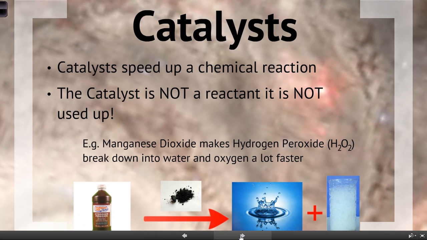Now, the last one, catalysts. Catalysts speed up a chemical reaction. So the catalyst is not a reactant, and it is not used up. So catalysts help a reaction to occur, but they're not actually used up. You may have done an experiment in class where you had manganese dioxide and you added hydrogen peroxide, and the manganese dioxide is kind of the helper, which helps hydrogen peroxide break down into water and oxygen.